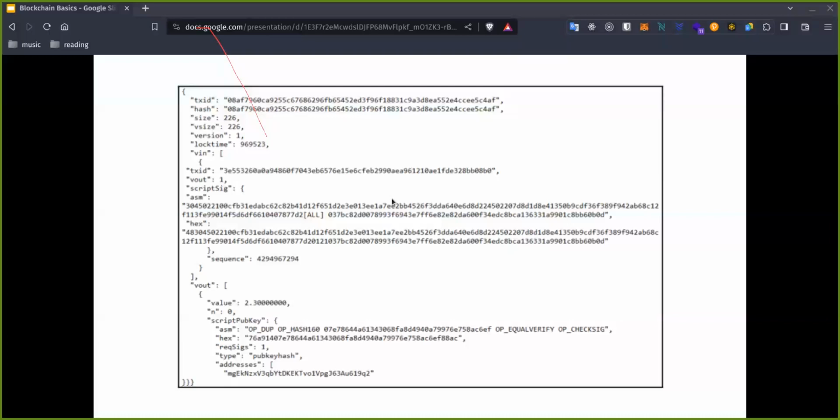So when you get into Bitcoin and how Bitcoin really works, you'll learn more about this and you will see more of this particular information and its operations.